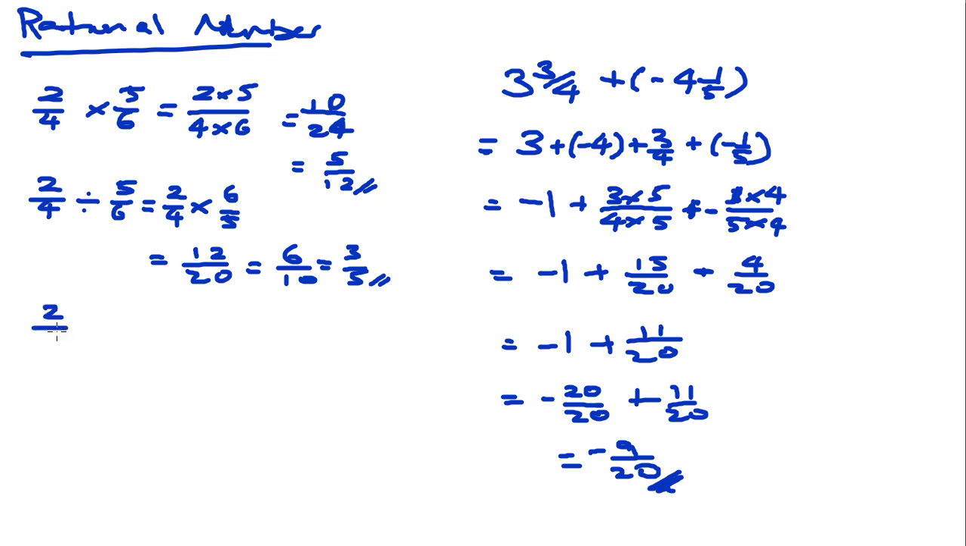So what happens if it's a whole number, like 2 over 4 divided by 3? You have to invert 3 as well. And how do you invert 3? 3 is essentially 3 over 1. It's the same thing. So you multiply, invert it, it becomes 1 over 3. And the answer you get is 2 over 12, which is equal to 1 over 6 in the simplest form. So this is multiplication and division of rational numbers.